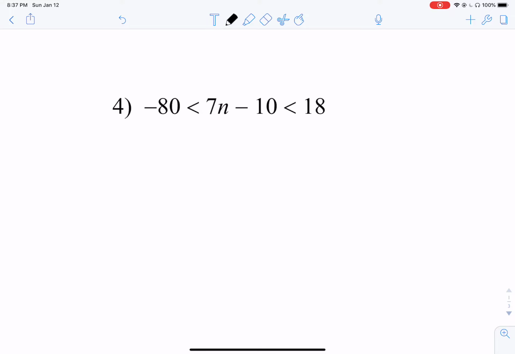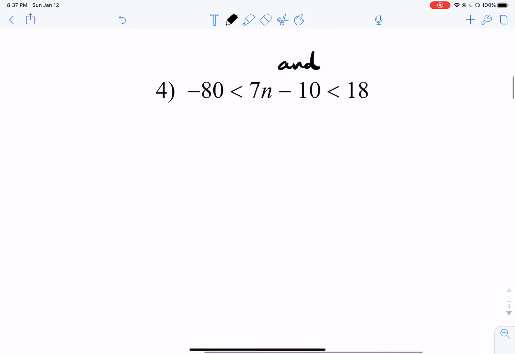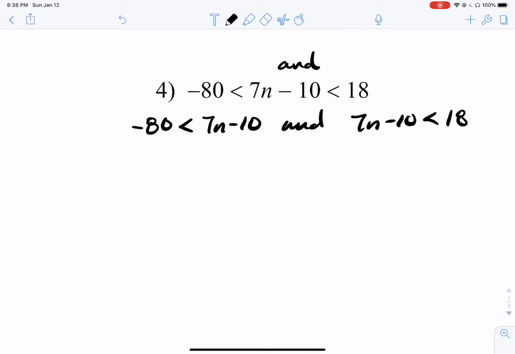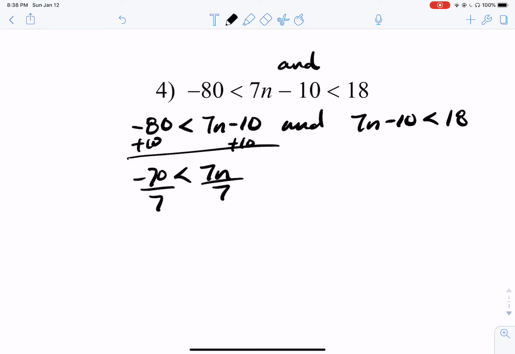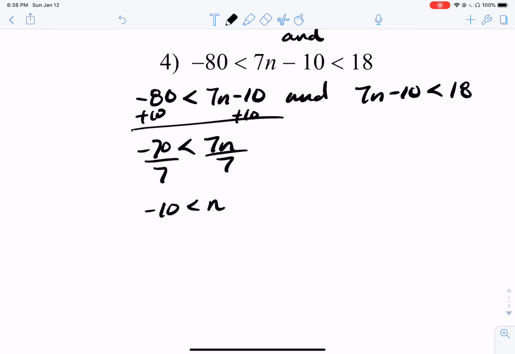Now this is also an example of an AND inequality. So we're going to write it in the following form. We have negative 80 is less than 7n minus 10, and 7n minus 10 is less than 18. So we're just going to separate it, so we solve the two inequalities. Here we're going to add 10 to both sides, and negative 70 is less than 7n. We're going to divide by 7, and negative 10 is still less than n.